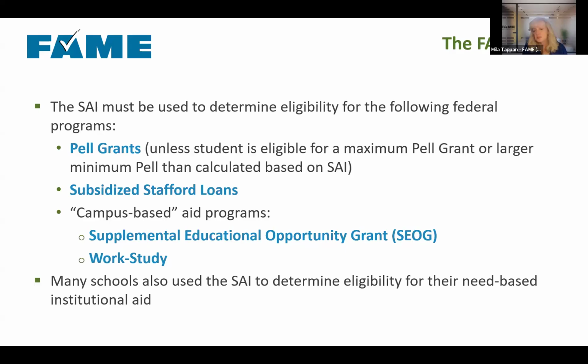Many schools also use the SAI to determine eligibility for their own need-based institutional aid. So here in Maine, for example, every school except for Bates, Bowdoin, and Colby uses the SAI information to determine eligibility for their institutional, their university or college grants. Those other schools, Bates, Bowdoin, and Colby, and other schools that use the CSS Profile, even when they have that supplemental form, can only use it to determine students' eligibility for institutional money. They still have to use the FAFSA SAI for Pell Grant, federal student loans, supplemental grant, and work study.